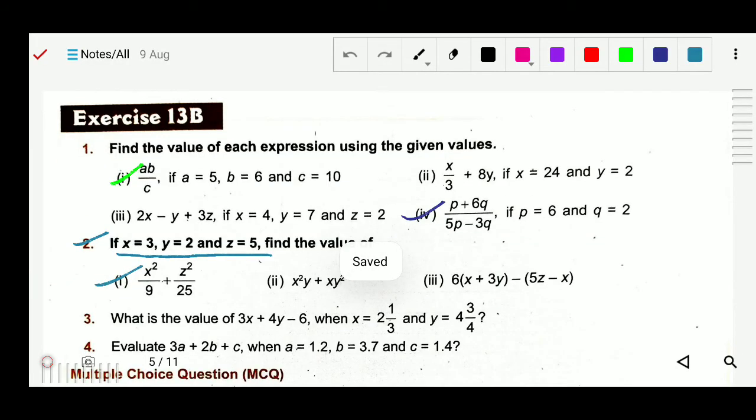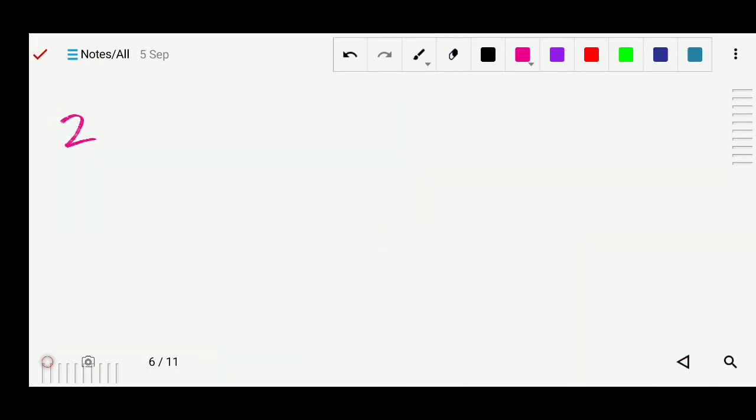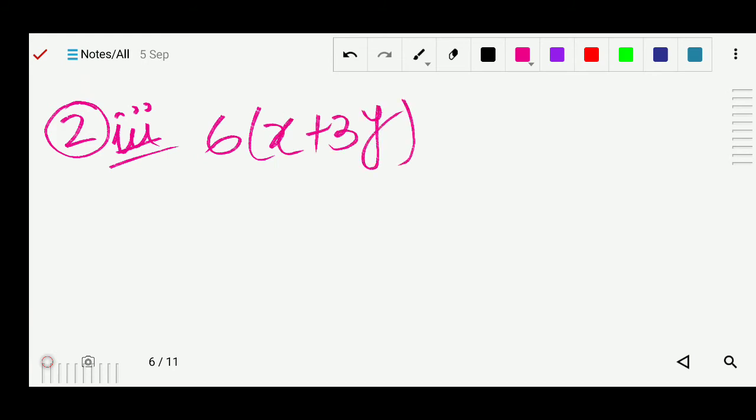Now one more question I will solve from question number 2. Yeah, 3. Okay, this question number 3 I will solve. Number 3 is 6x plus 3y minus 5z minus x.